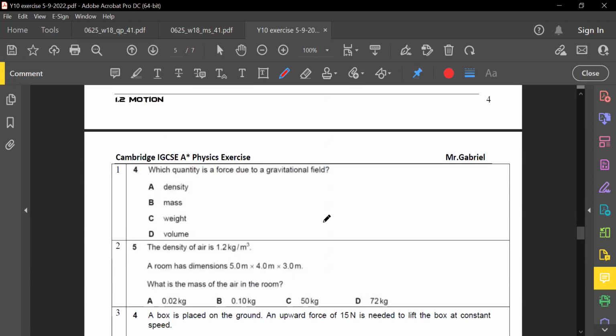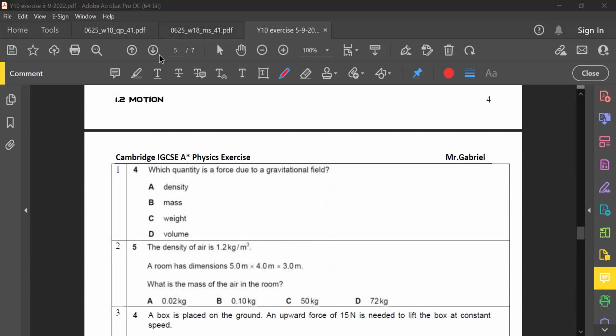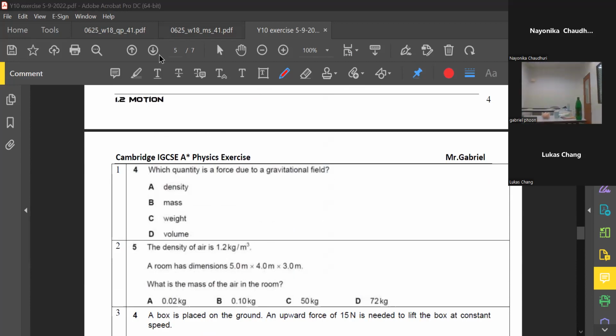We'll discuss the answers. I'll tilt the camera a little bit more towards us so you can see what we're going to be doing later on. Okay, so before I tilt the camera, let me just explain what we're going to be doing.